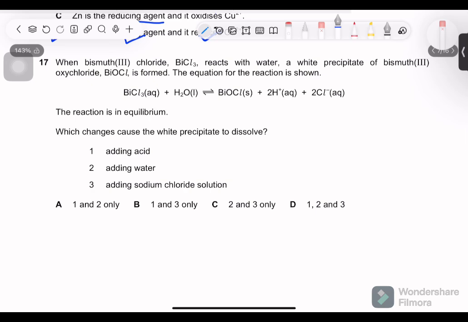When bismuth chloride reacts with water, a white precipitate of bismuth oxychloride is formed. The equation for the reaction is shown. The reaction is in equilibrium. Which change causes the white precipitate to dissolve?